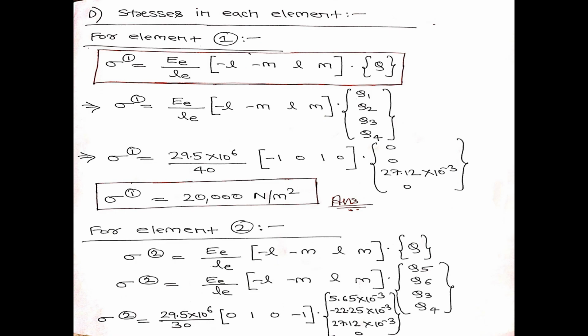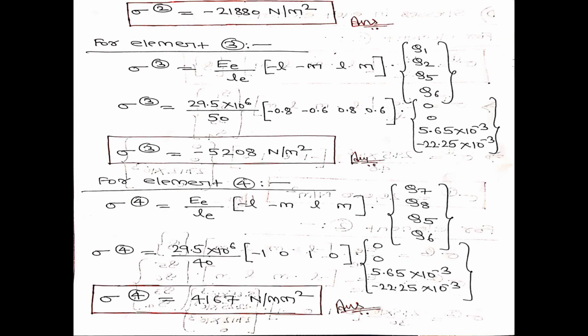That is q5, q6, q3, q4. Now you know all the values of q4, q3, q6, q5. Just substitute in that particular matrix, multiply the matrix, and you will get the elemental stiffness matrix for the second element, which is coming out to be minus 21880 Newton per meter square. And what does this minus sign indicate? This minus sign indicates that the second element will be subjected to compressive stress due to application of nodal forces.